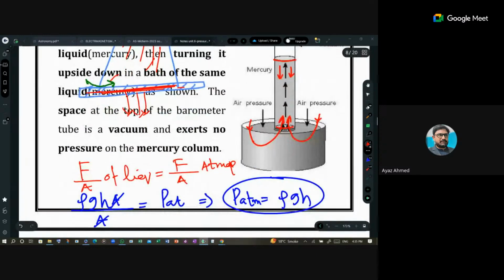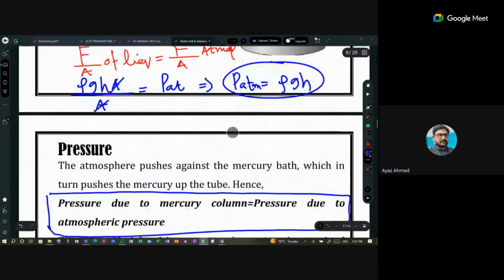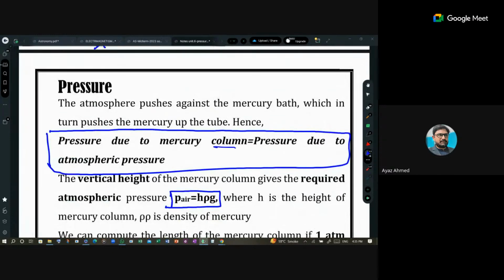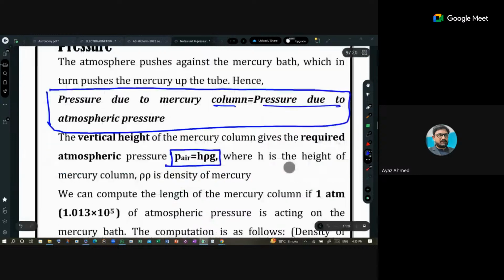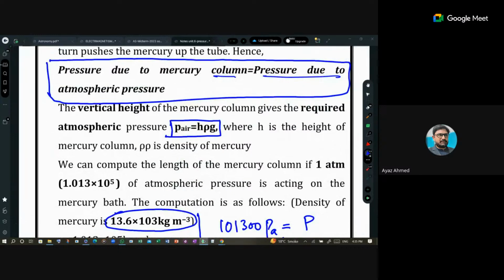So when they are in equilibrium, I can say that at this position, the pressure of this liquid, which is exerted in the downward direction, is equal to the atmospheric pressure in the upward direction. That's why we say that pressure due to the mercury column is equal to atmospheric pressure. So this is the concept which tells us how we can find the pressure. Pressure of the air is equal to pressure of the liquid in the barometer.